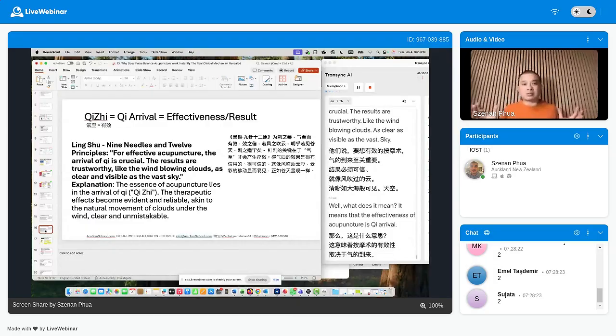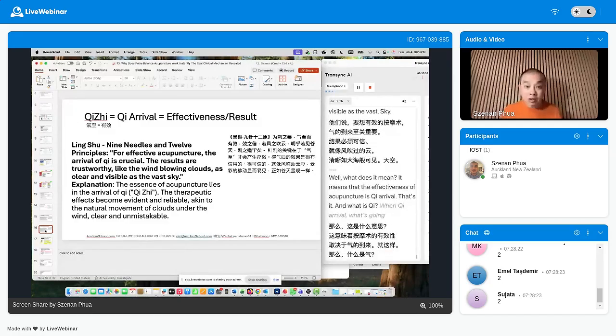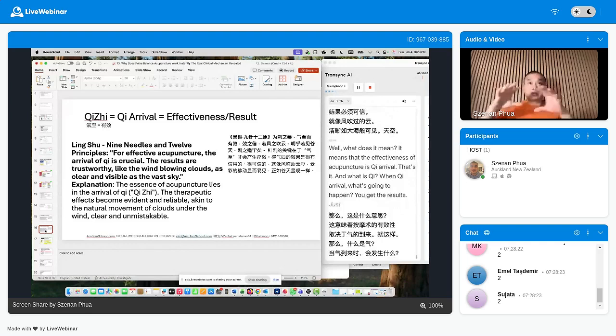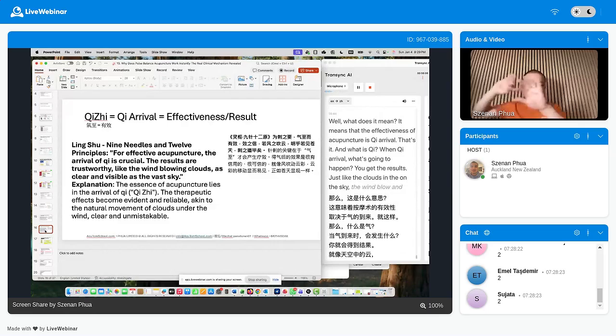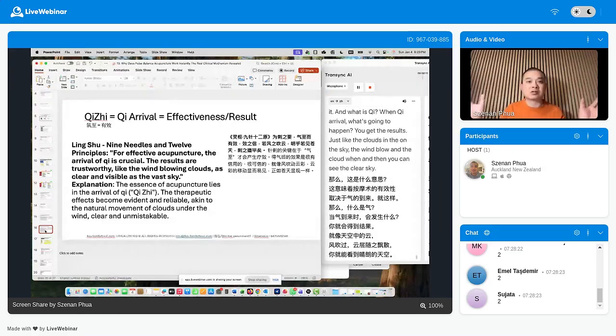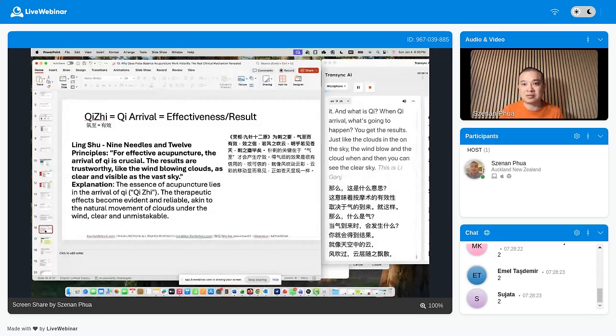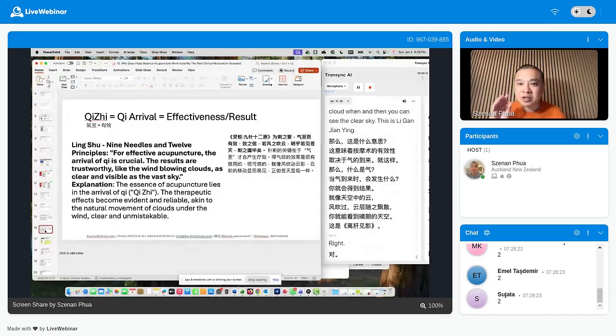That's it. And what is qi? When qi arrives, what's going to happen? You get the results. Just like the clouds in the sky, the wind blows and the clouds go, and then you can see the clear sky. This is 立竿见影. Right? Let me explain in Chinese.